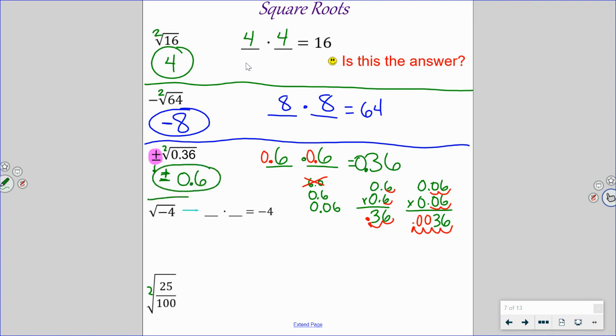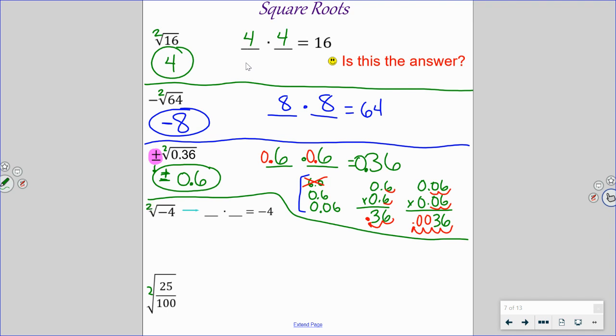Remember, when you see that decimal, figure out the digit first. In this case, it was 6 by 6. And then just play around with it. Is it 6 times 6? Is it 6 tenths times 6 tenths? Is it 6 hundredths times 6 hundredths? All right. Next up, we have the square root of negative 4.